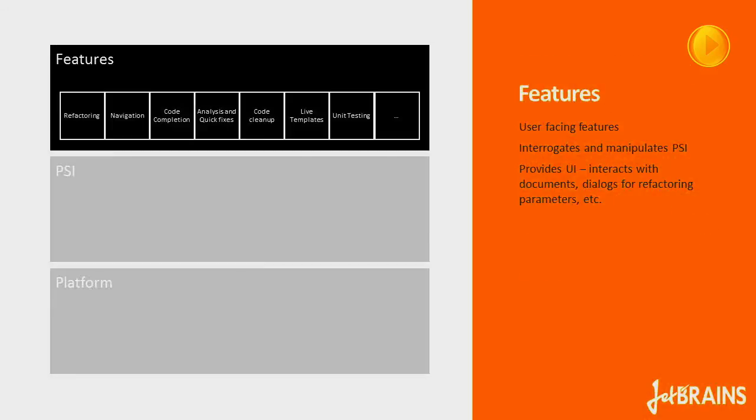And then at the top, we've got features. These are the end user facing features. The refactoring, the navigation, the code completion, and so on. These features are built on top of the PSI. They interrogate and manipulate the PSI. They're responsible for actually changing the code and for analyzing it and finding the errors, putting the squigglies on the screen, and so on. They provide the user interface.